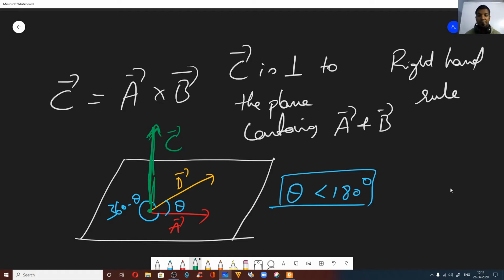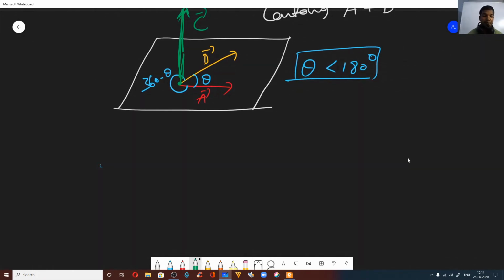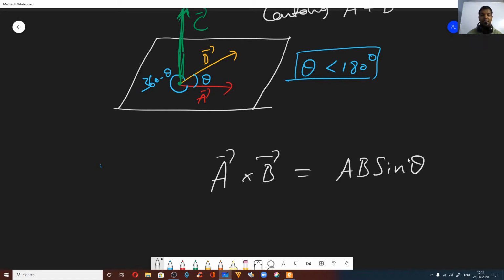Now, how to write it in a proper way. As I told you, the magnitude of the cross product is given by AB sine theta. The result of A cross B is a vector, and that vector's magnitude is AB sine theta. Its direction will be given by the right hand rule. So let us say this is C.